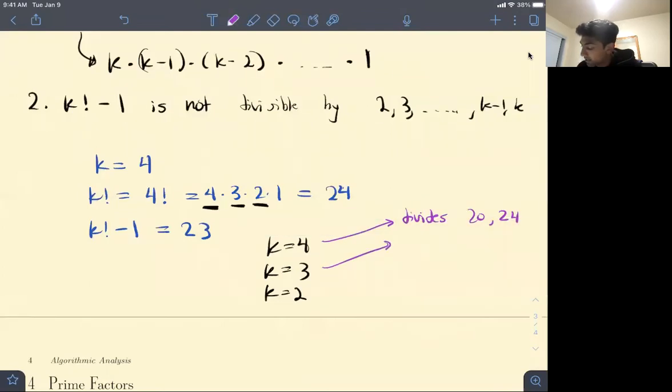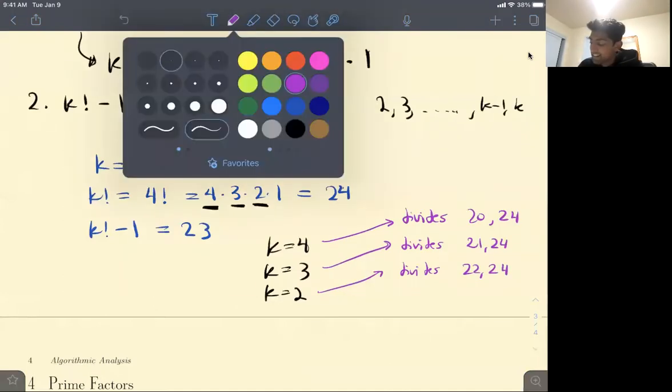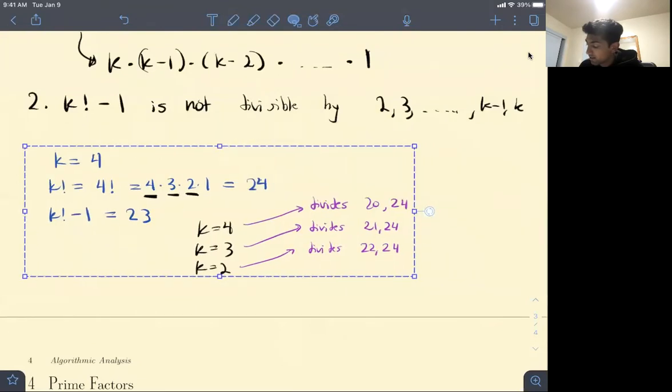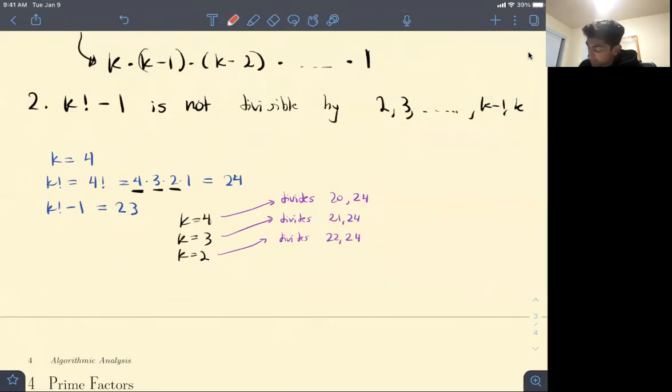We can see k is equal to 3, divides 21 and 24. K is equal to 2, divides 22 and 24. Huh. So what we can notice here, this is the really, really cool observation to make, is that when we're looking at 23 mod 4, this is going to be equal to 3, right?